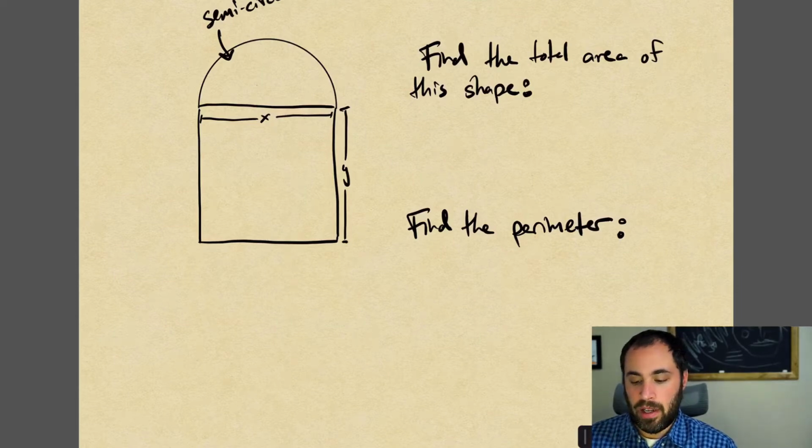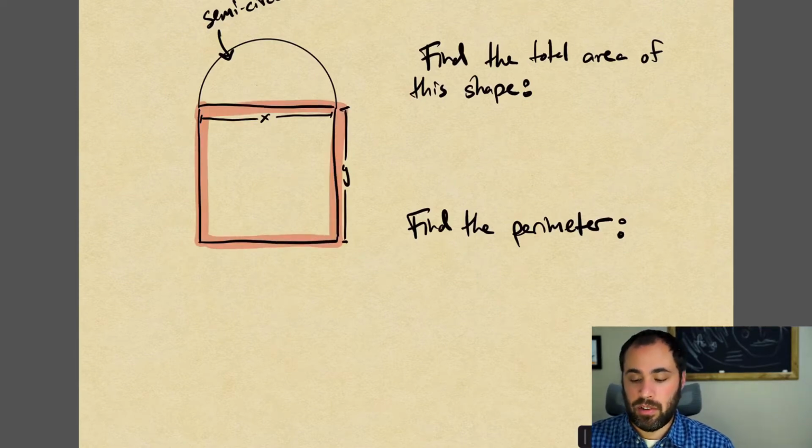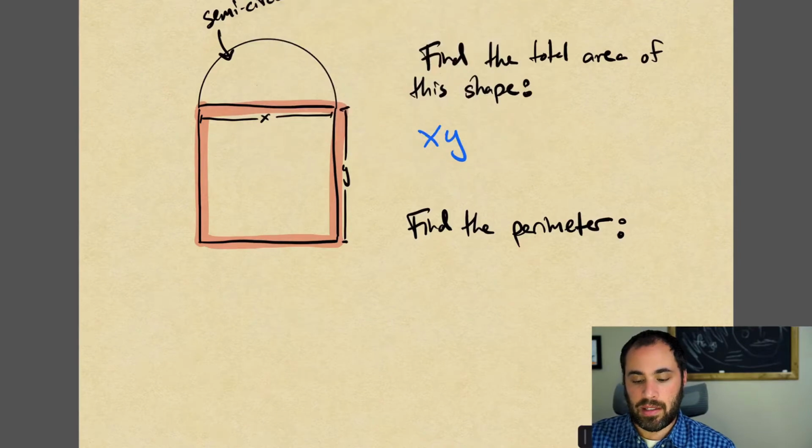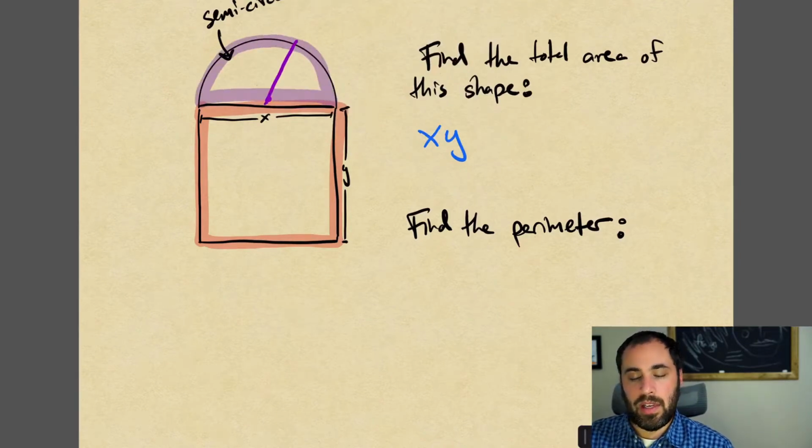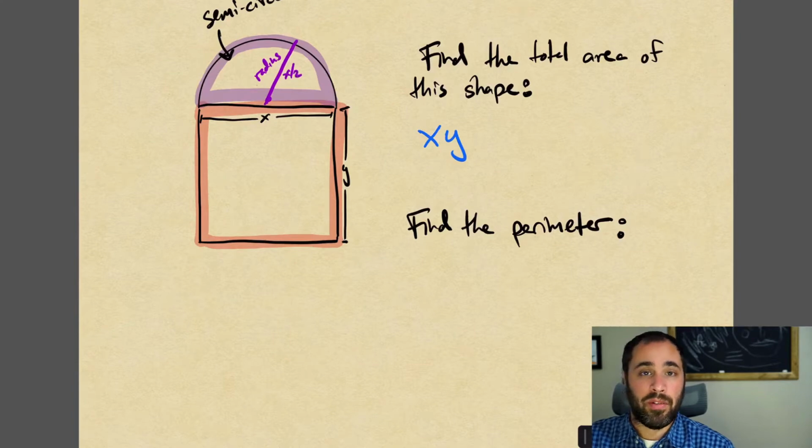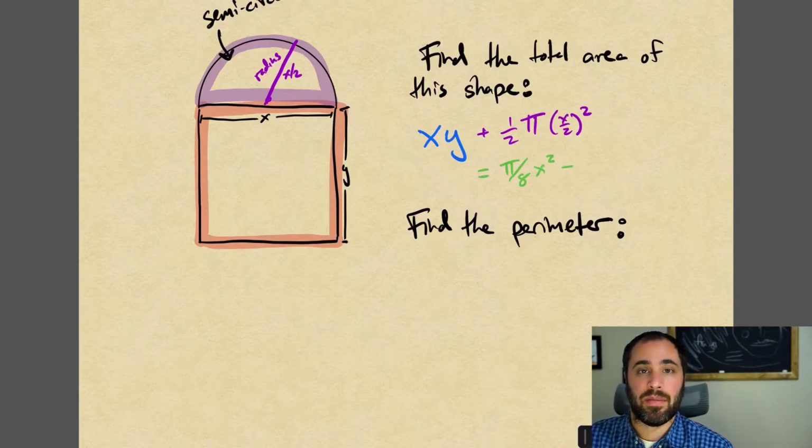Well, the area, it's a rectangle plus half of a circle. So the area of the rectangle is base times height. That's x times y. And the area of a circle is pi r squared, r the radius. But we want half of that, so we'll do half of pi times (x over 2) squared. x over 2 is the radius of this semicircle.